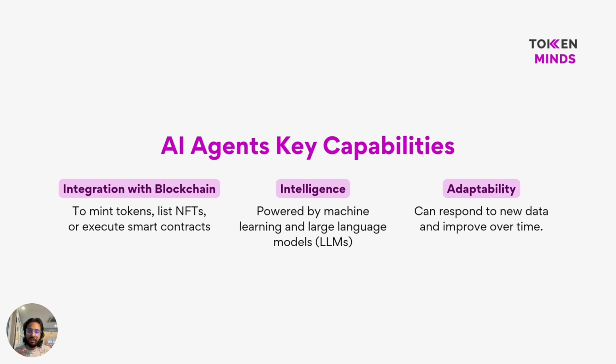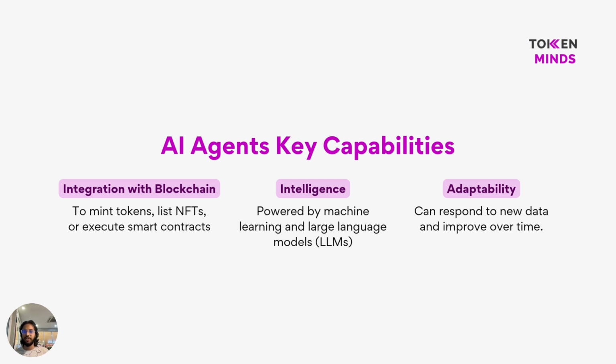There can be many key capabilities of an AI agent, but since our topic is restricted to understanding how we can use it in the cryptocurrency world and in NFTs, the key capabilities can be integration with the blockchain. Basically, if you want the AI to mint tokens for you, mint NFTs for you, or list them on the exchanges, it's going to integrate with the blockchain and deploy on its own. It's going to generate the metadata, send it to the IPFS, and do all of it on its own.